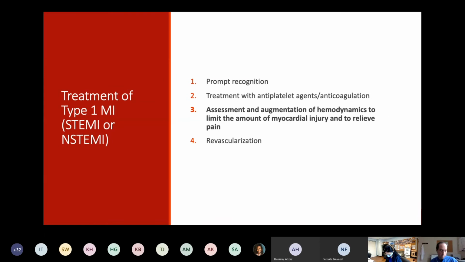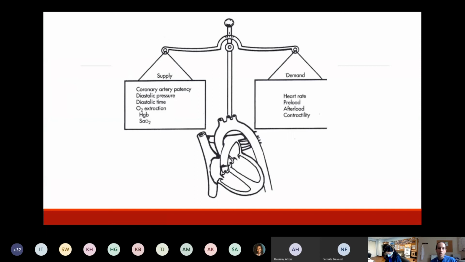The third thing, which we're going to talk about more in the next lecture I give at some point, for treating type 2 NSTEMIs, is that you need to assess their hemodynamics and then figure out how you can augment their hemodynamics in order to limit the amount of myocardial injury that the person is having. This is a really helpful graph that we're going to look at some other time in much more detail. But in everything in cardiology, it's a balance between supply and demand. In these type 1 MIs, it's the supply that's the problem. If you have a blockage in your coronary artery, you're just not getting as much supply.